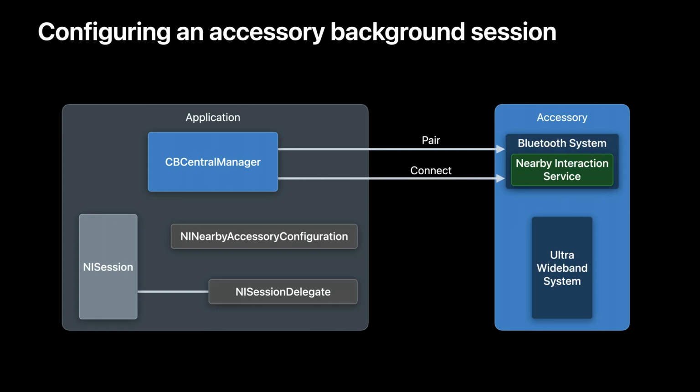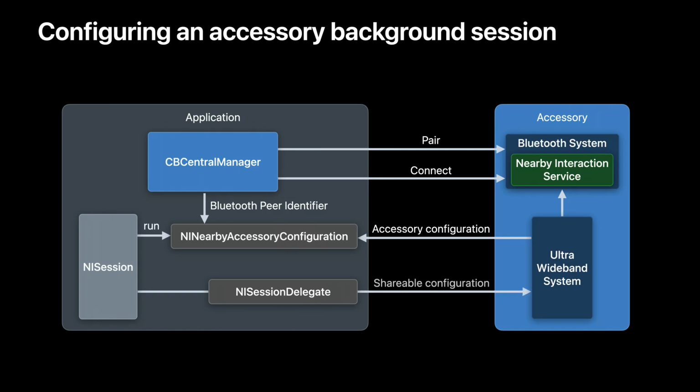When the accessory generates its accessory Ultra Wideband configuration data, it should both send it to your application and populate the nearby interaction GATT service. More on this next. Finally, when your application receives the accessory's configuration data, construct an NI nearby accessory configuration object using a new initializer, providing both your accessory's UWB configuration data and its Bluetooth peer identifier. Run your NI session with this configuration, and ensure you complete the setup by receiving the shareable configuration in your NI session delegate, and send the shareable configuration to the accessory.